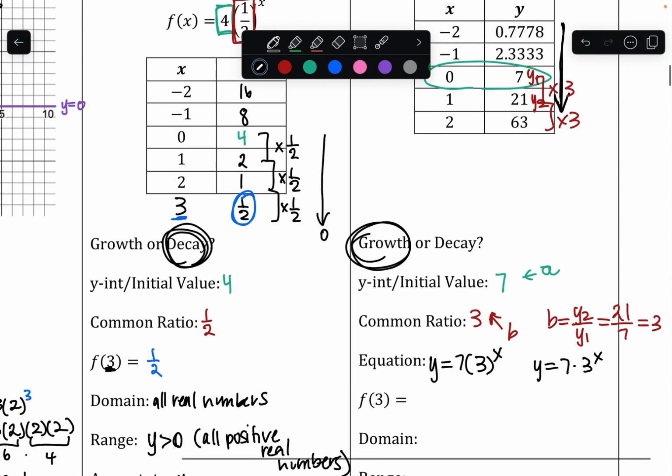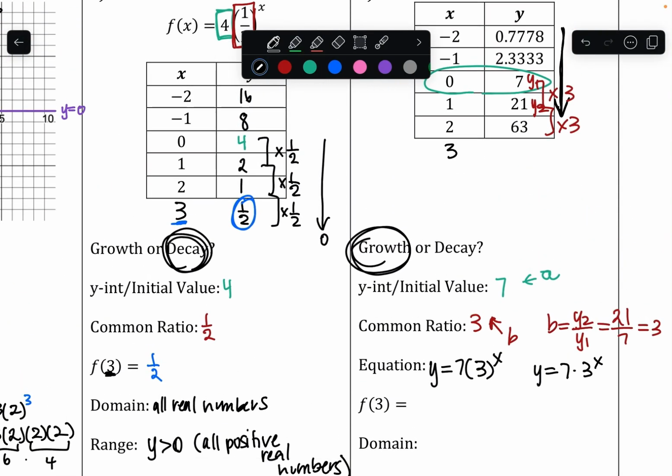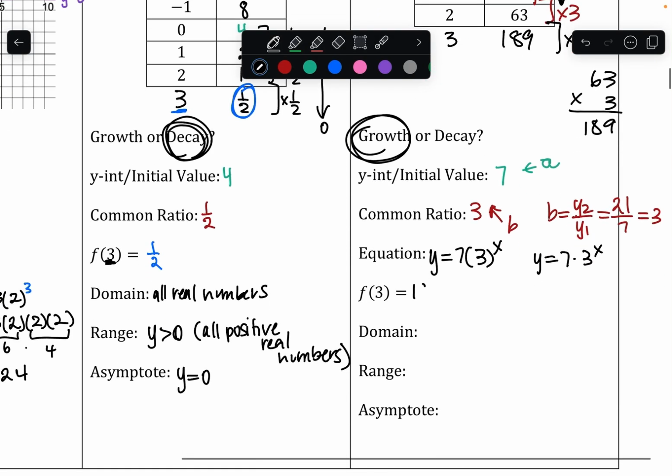Okay, and so to figure out f of 3, we can continue our table. We would just need to multiply 63 times 3. And so 63 times 3 would give me 189. And so now we have the f of 3 is equal to 189. Domain is all real numbers all the time.